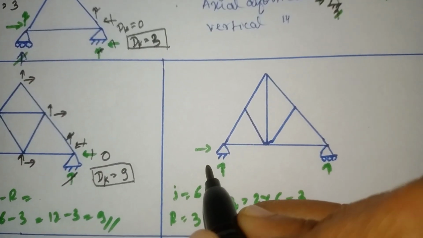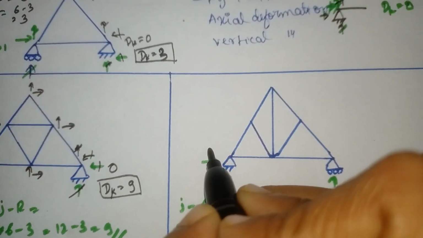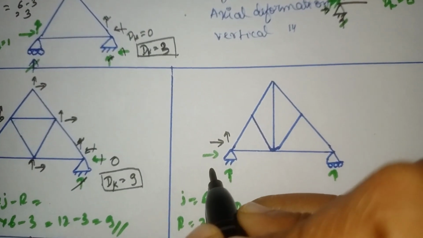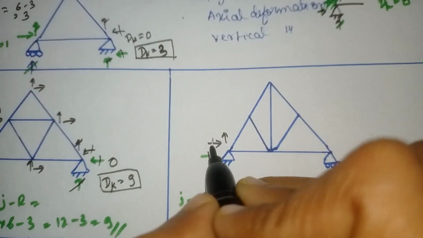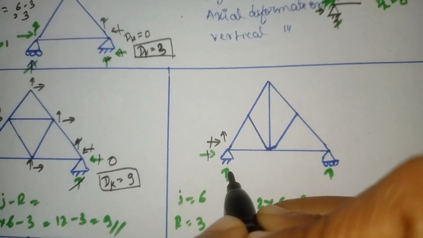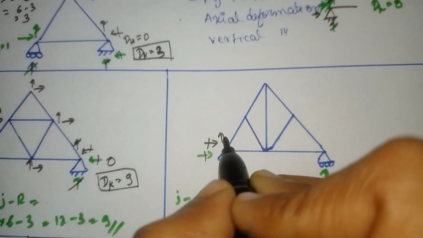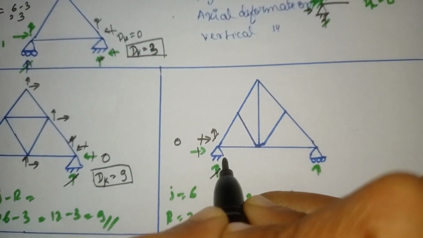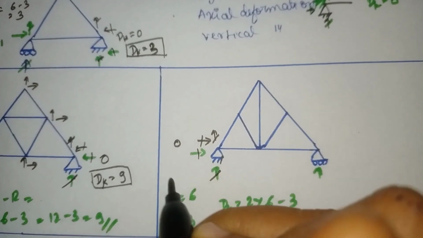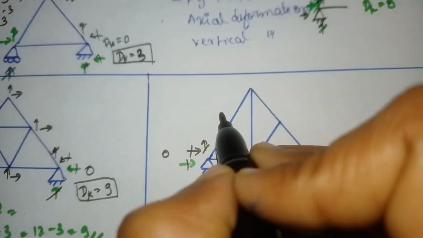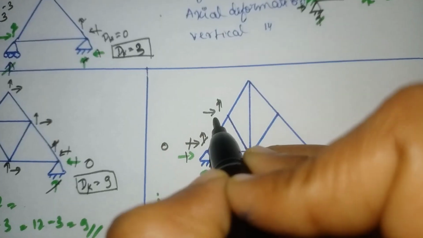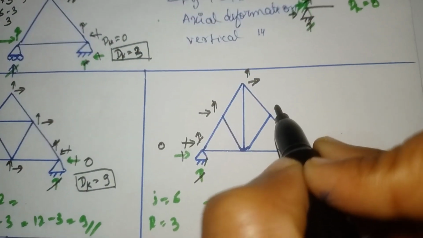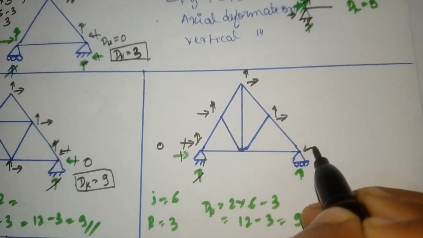At the pin support there are two reactions, and here also one horizontal and one vertical deformation will take place. So horizontal reaction and horizontal deformation will get cancelled, and vertical reaction and vertical deformation will get cancelled. At a fixed support, the DK value is 0. At this joint there is vertical as well as horizontal deformation. Here also one vertical, one horizontal.